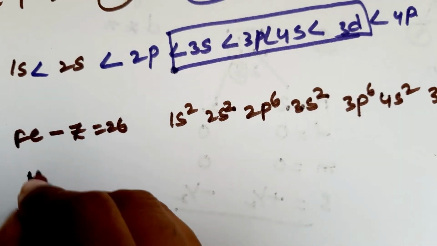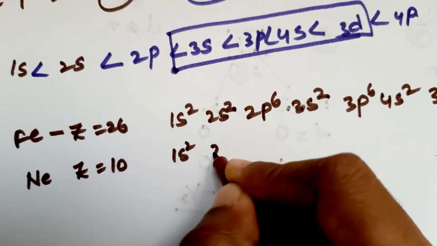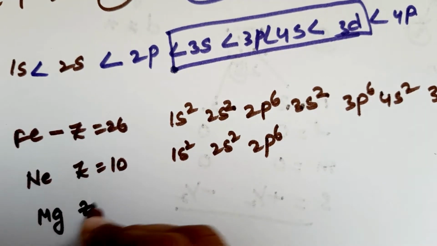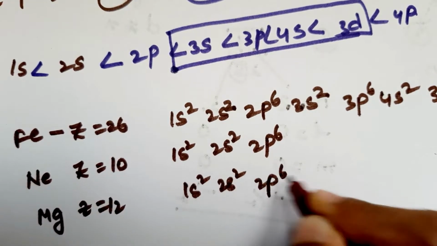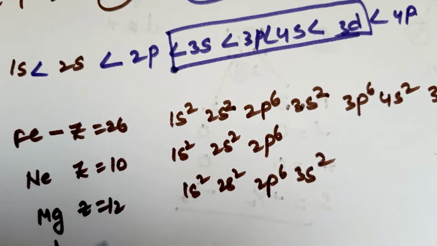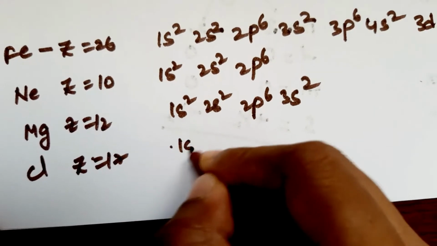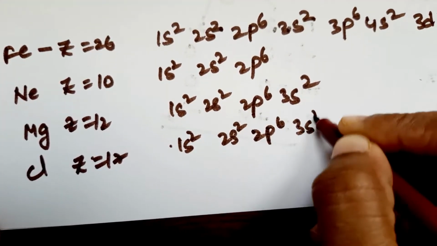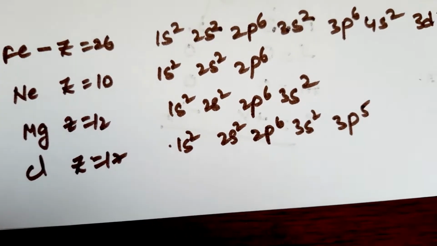For neon, the atomic number is 10. It is 1s2, 2s2, 2p6. For magnesium, the atomic number is 12: 1s2, 2s2, 2p6, 3s2. For chlorine, the atomic number is 17: 1s2, 2s2, 2p6, 3s2, 3p5. These are all the electronic configurations.